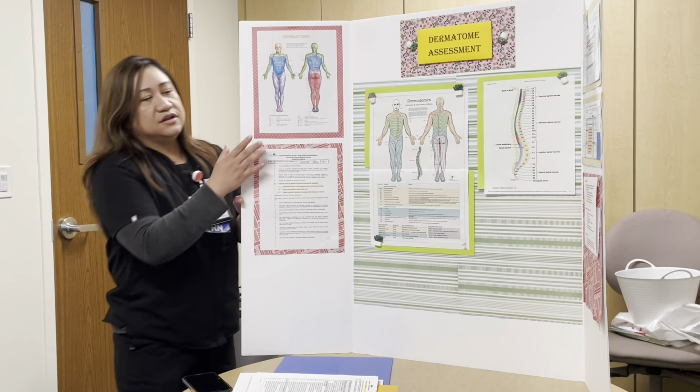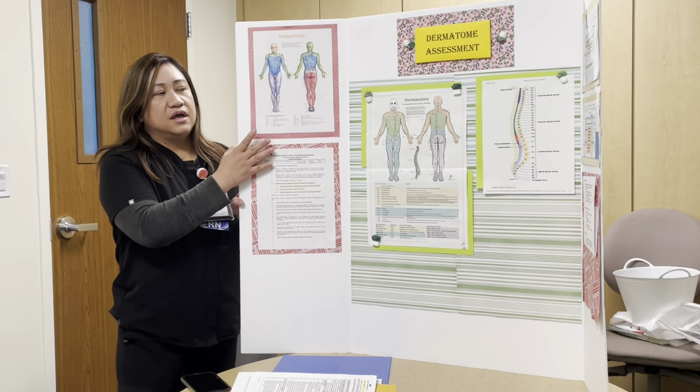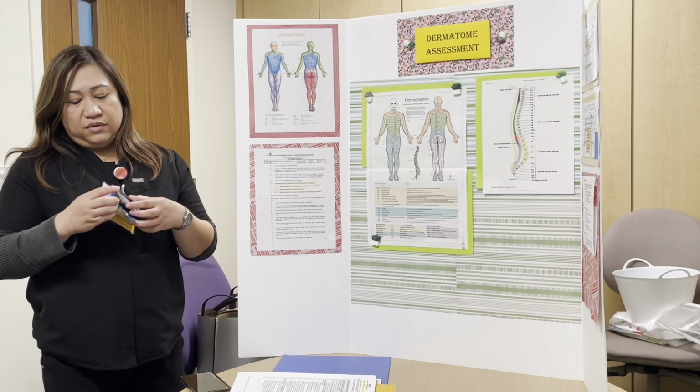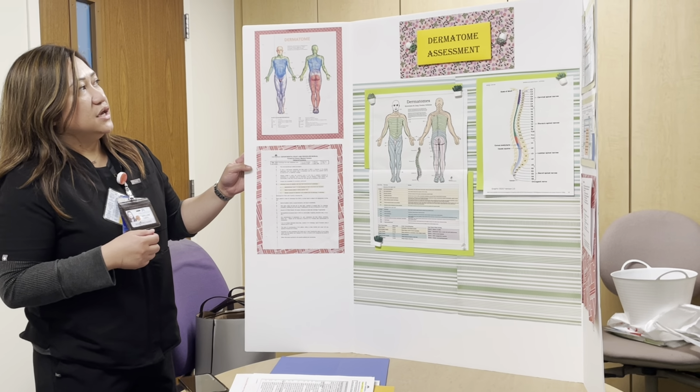So as you can see, you should have this at the back of your ID. If you don't have this, you can ask April. They can give you a handy one that would guide you for your dermatome. So this is the schematic demarcation of dermatomes.